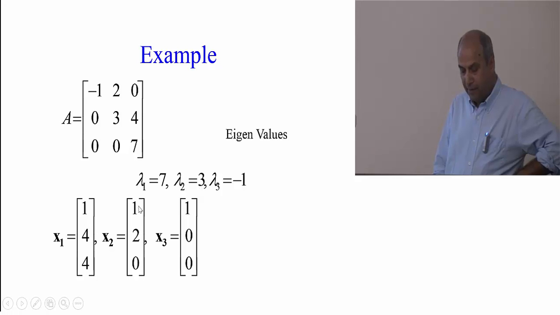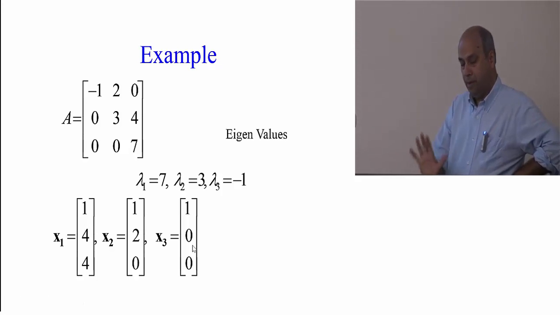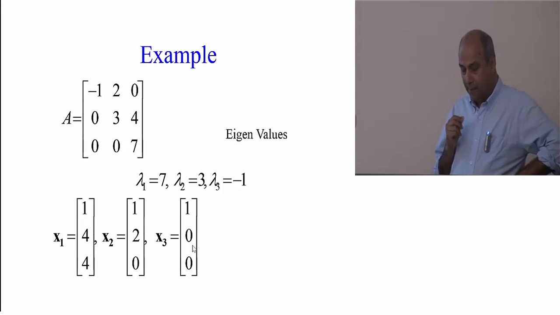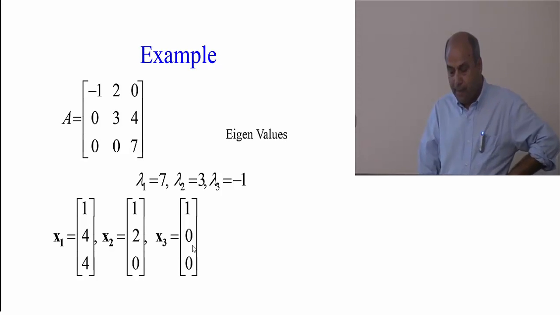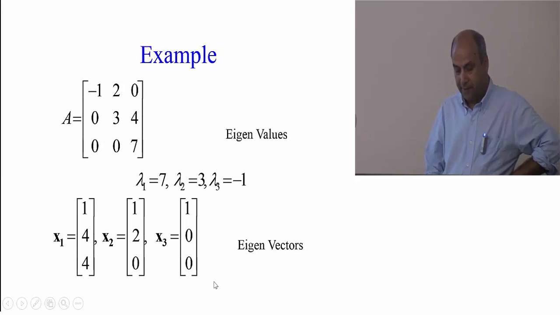Eigenvalue this one, eigenvector is this one. Eigenvalue -1, eigenvector is this. And you can verify that. I'm going to tell you how to get it, but right now you can verify that indeed it is true. Okay? So first, let's verify that.